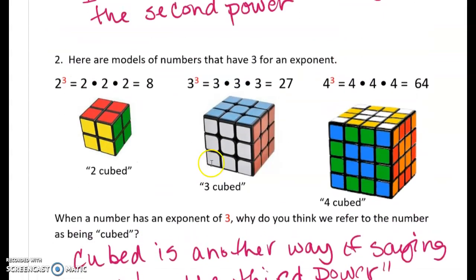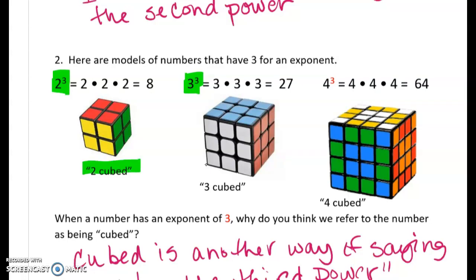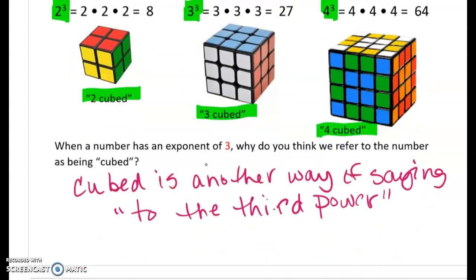Then we come down here and we see another way of saying something to the third power is cubed. 3 to the third power can also be 3 cubed. And 4 to the third power can also be said as 4 cubed. Cubed is another way of saying to the third power. Go ahead and write that in.